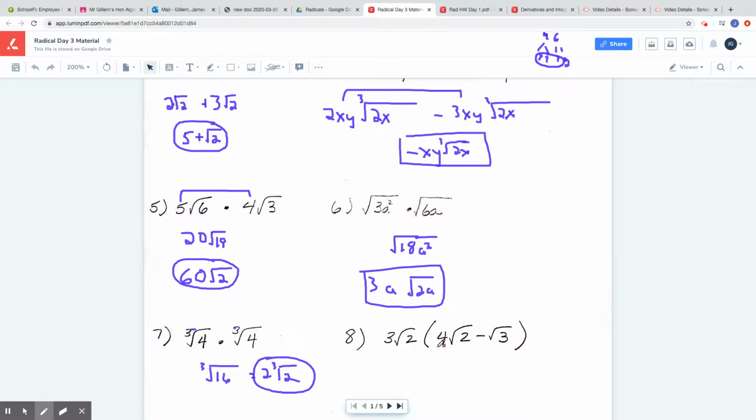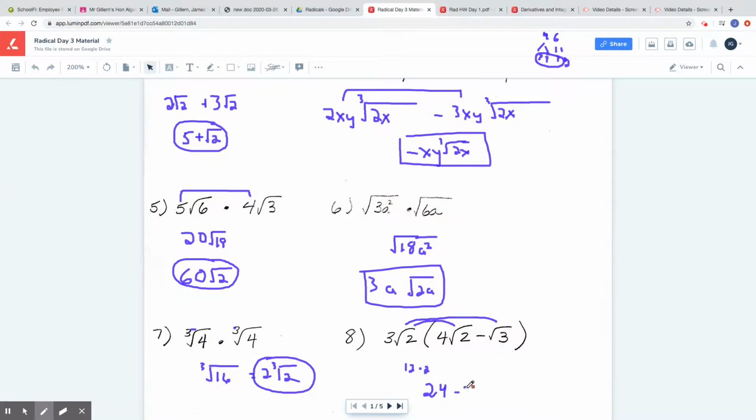What do you think you would do here? Distribute. So here, there to there. So 3 root 2 times 4 root 2. 3 times 4 is 12. Root 2 times root 2 is 2, so I get 24.